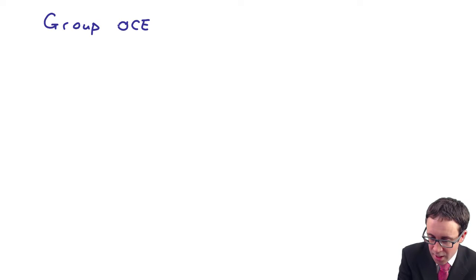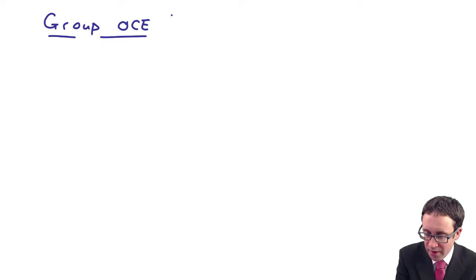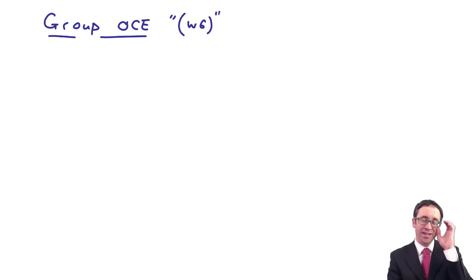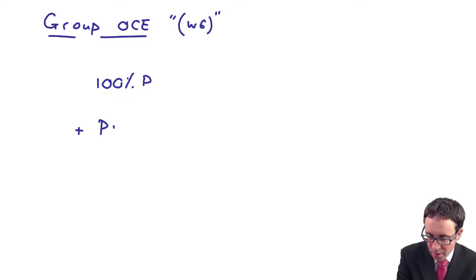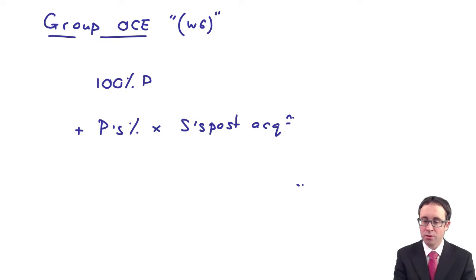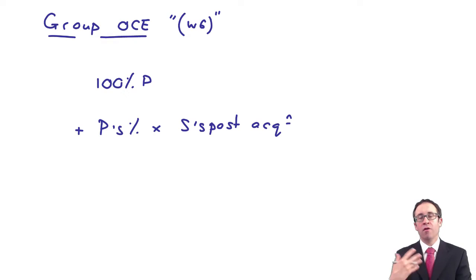Okay. And then don't forget as well, you've got your group OCE, other components of equity, which is like a standardized working 6, or just a repeat copy of working number 5. That's whereby you put in 100% of P, and then you add in P share of S's post-acquisition other components of equity. Careful, not profits here. It will be share of post-acquisition other components of equity.